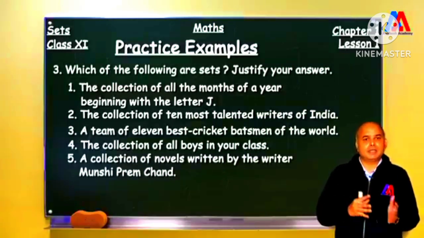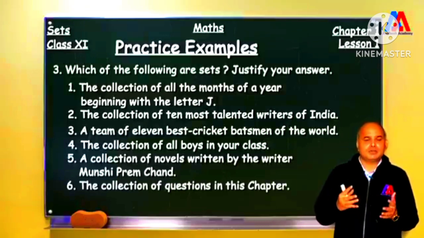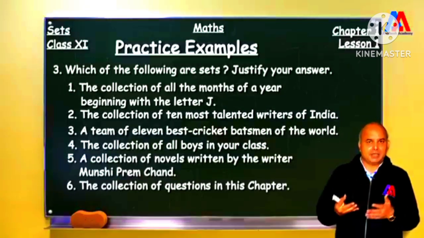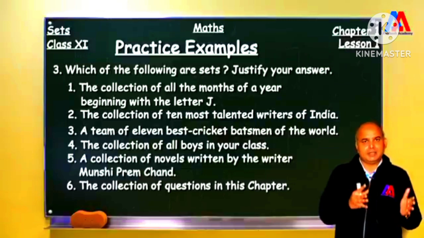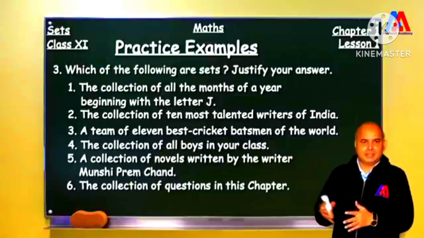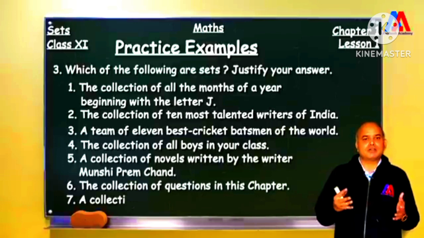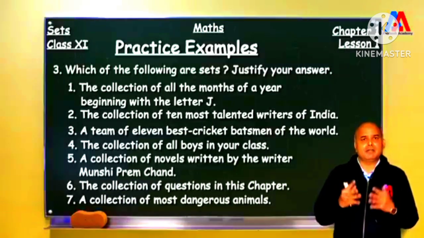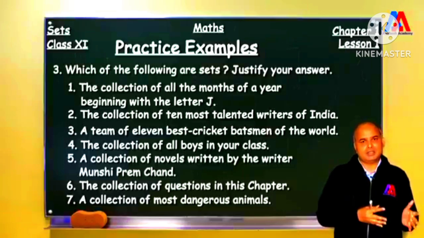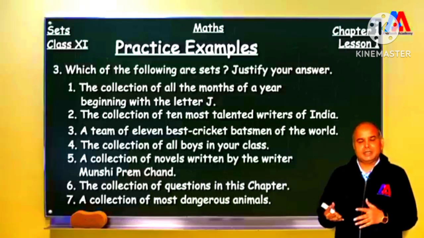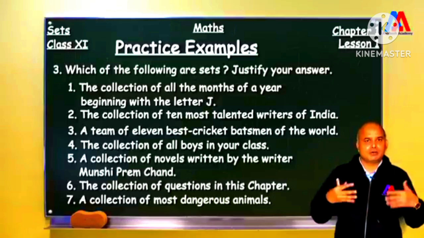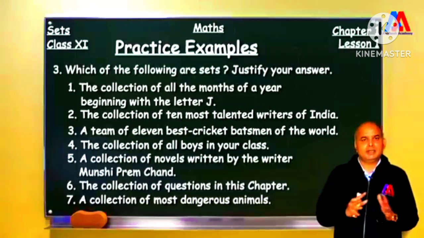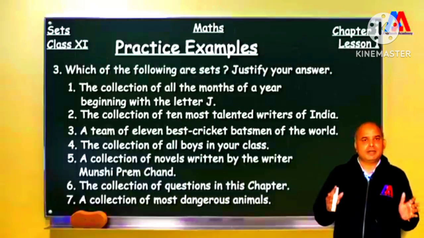Let's take the next example, the collection of questions in this chapter. We know that there are limited questions in this chapter and all the questions can be written, so this will again constitute a set. Let's take the last example, the collection of most dangerous animals of the world. Most dangerous animals are very difficult to define. Somebody will say lion, somebody will say tiger, somebody will say elephant, depending upon the person's conviction and subjectivity, and therefore it is impossible to define this as a set.